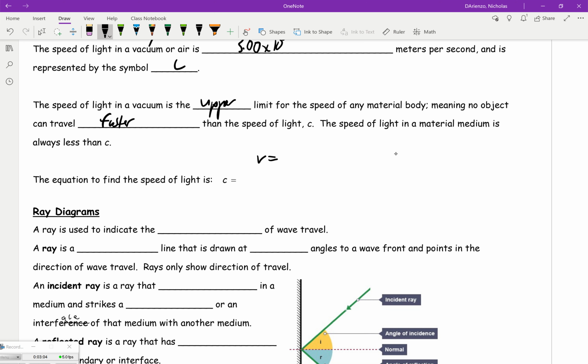Now the equation to find the speed of light is similar to one that we saw earlier. To find the velocity of a wave, we multiply the frequency times the wavelength. So to find the speed of light, it's simply the same thing: the frequency of the wave times the wavelength. And that'll give us our value for the speed of light, which we know as a velocity.